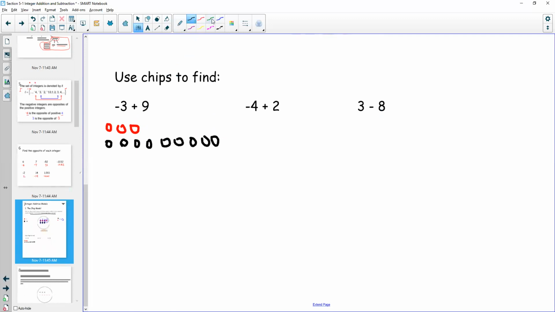And then we're going to make zeros. So I have 1, 0, 2, 0, 3, 0. What's left? +6. For -4 plus 2, I got 1, 2, 3, 4 red circles, 1, 2 black ones, and then we're going to zero out what we have matching. So I can zero out 1 set, 2 sets. What's left? -2.